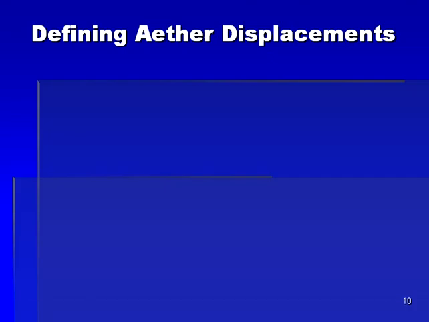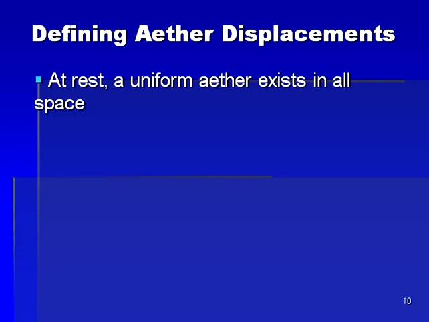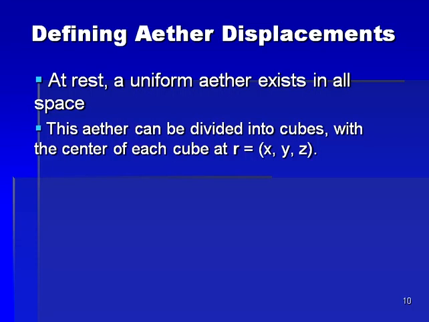With the preliminaries out of the way, we are now ready to get started on the derivation of Maxwell's equations. The first step is to define the math we will use for our analysis. It is postulated earlier that in the absence of disturbances, an ether exists throughout all of space that is homogeneous, isotropic, and incompressible. In this rest condition, it is possible to divide the ether into small volume elements, or cubes, and label each cube with the coordinates of its center.